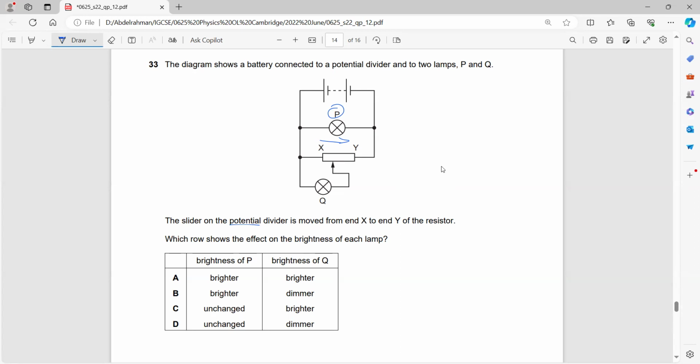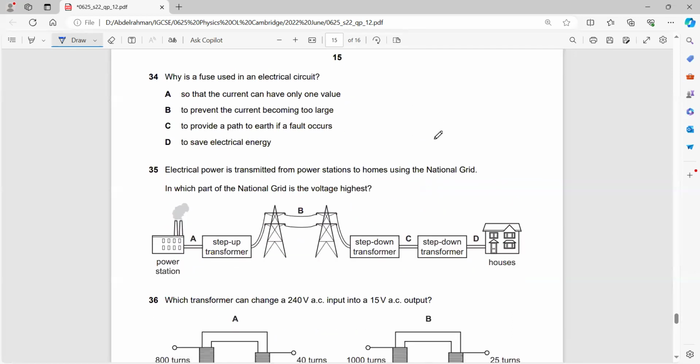Brightness of Q will depend on the potential divider. How will it depend on the potential divider? As the slider moves from X to Y, what happens to the resistance? The resistance keeps on increasing. So R increases. When the resistance increases, the voltage increases. And when the voltage increases, what happens to the brightness? Okay, what happens to the brightness of Q? It also increases. So the brightness of P will be unchanged and the brightness of Q will be brighter. C. Okay.